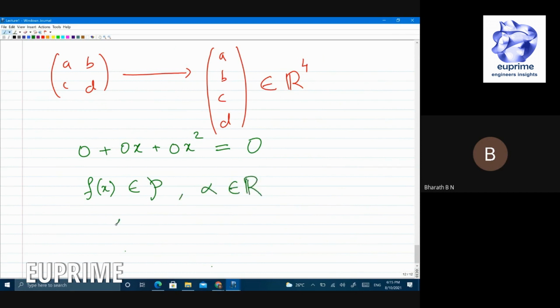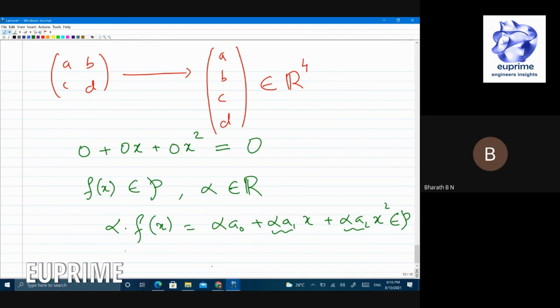And I can multiply alpha times f of x. What is this? This is alpha a0 plus alpha a1 x plus alpha a2 x squared. Now alpha a0 is a number, alpha a1 is a number, alpha a2 is a number. So it's again a second degree polynomial. Therefore, it belongs to P, right? So that's how you have to interpret. You should be very careful on what is zero here, what kind of objects you are considering, right? But with that in mind, you can still think of it as vectors, right?